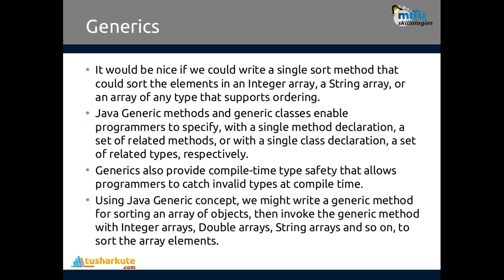Java generic methods and generic classes enable programmers to specify, with a single method declaration, a set of related methods, or with a single class declaration, a set of related types, respectively. Generics also provide compile time safety that allows programmers to catch invalid types at compile time. Using Java generics, you might write a generic method for sorting an array of objects, then invoke the generic method for integer arrays, double arrays, string arrays, and so on, and sort the array elements accordingly. So a single method will do operations on different kinds of data.